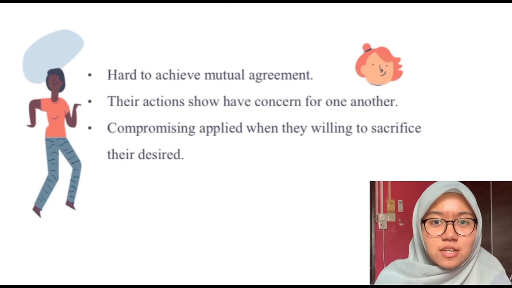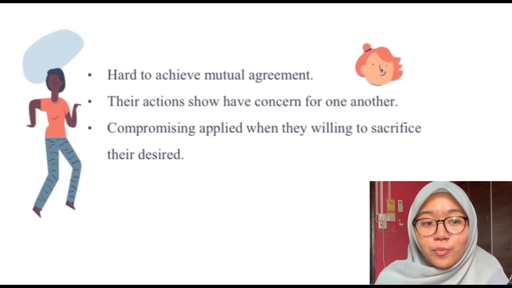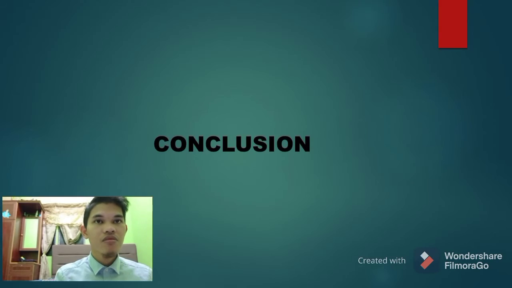From the situations above, we can see that Ahmad and his group members find it very hard to achieve mutual agreement. However, their actions show that they have concern for one another. And compromising applies when they are willing to sacrifice their desires for the sake of one another.